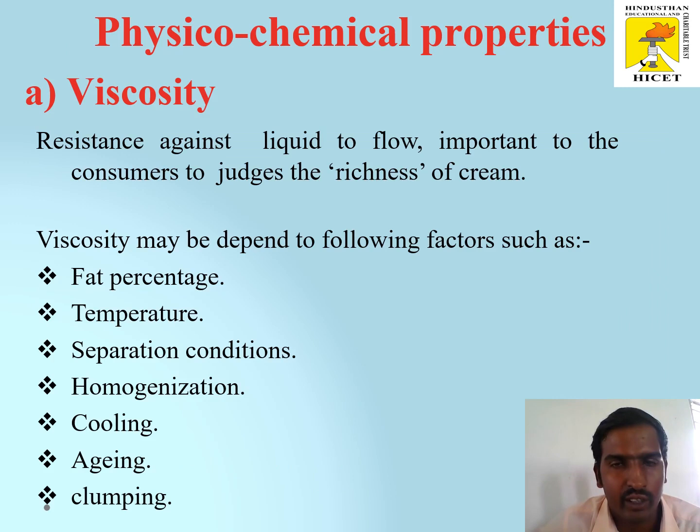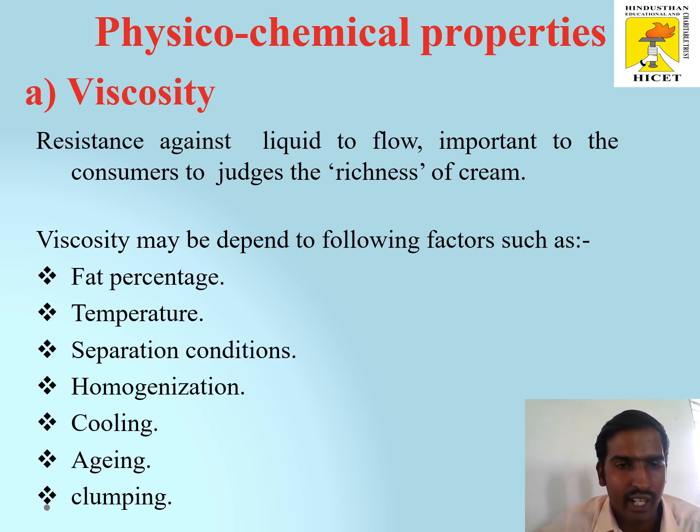We have 4 different physicochemical properties: viscosity, whipping quality, specific gravity and acidity. Coming to viscosity, resistance against liquid flow is called viscosity. Based on these physicochemical properties we can determine the richness of the cream that is present from product to product. We have different types of products using cream, and based on the physicochemical properties the richness of the cream may vary, and viscosity may depend upon the following factors.